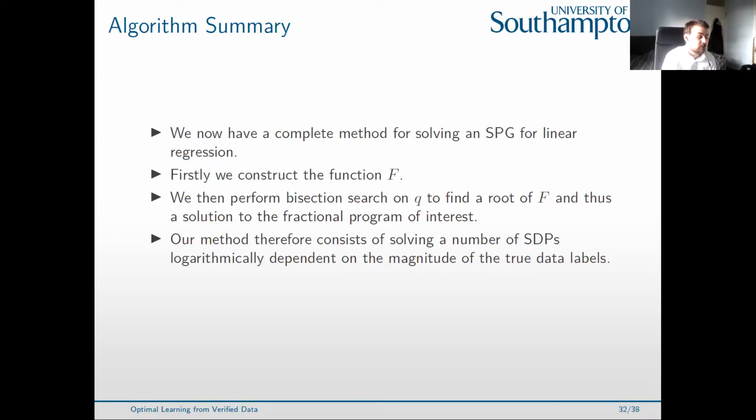So our method therefore consists of solving a number of SDPs, and the number of SDPs you solve is going to be logarithmically dependent on YTY, right? Because the bracket you initially choose for your bisection search is 0 and YTY. And if you include 1 over n, you can just assume this is the average magnitude of your data label. So you're going to solve a logarithmic number of SDPs dependent on the magnitudes involved in your problem. And all of these SDPs can be solved in polynomial time. So you're going to get this kind of log polynomial time algorithm for solving your problem.